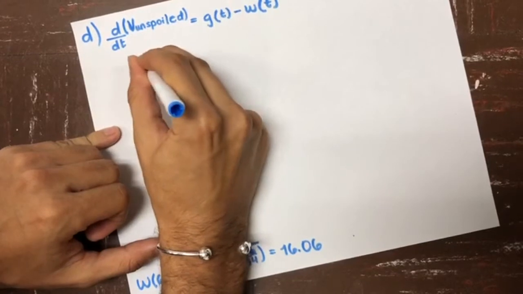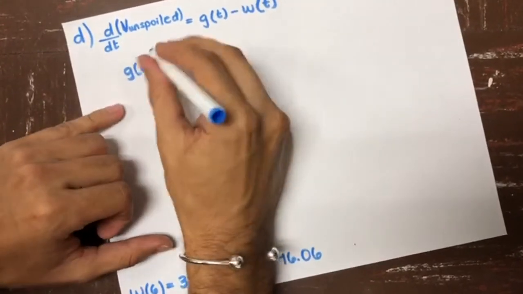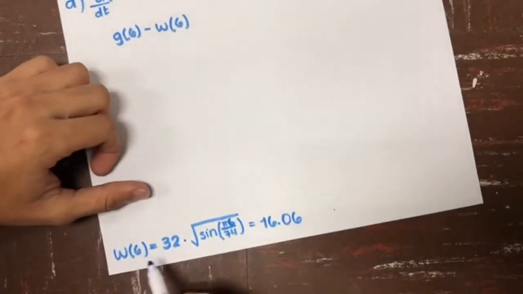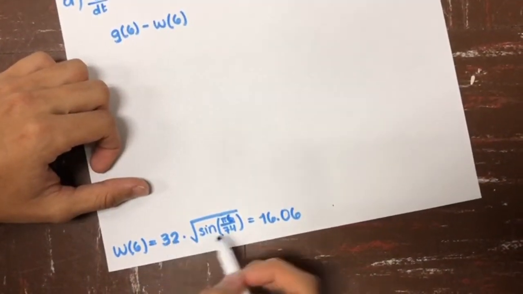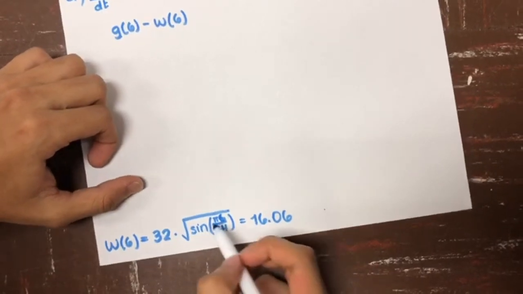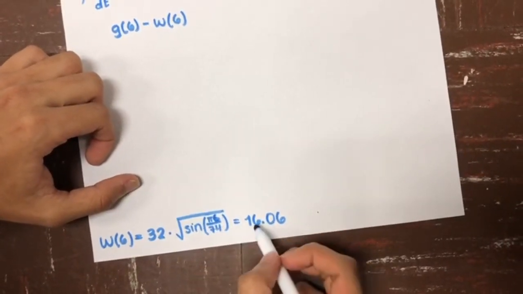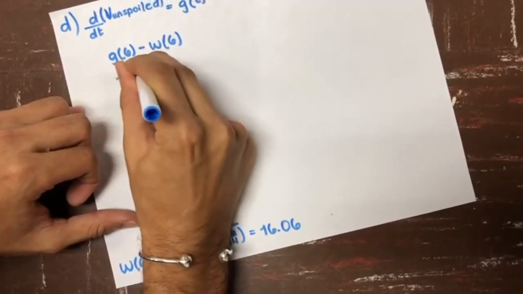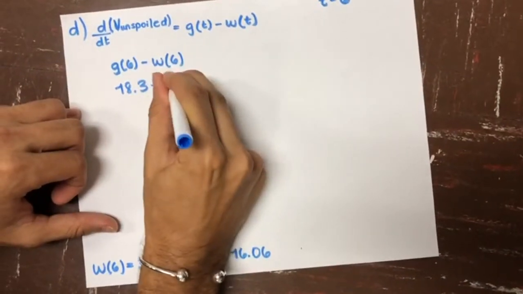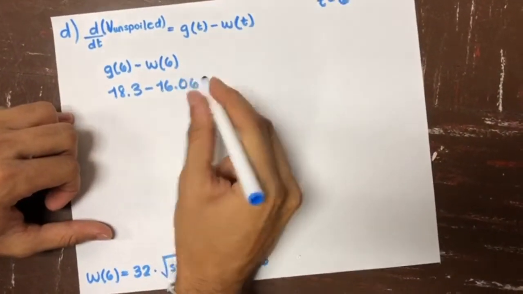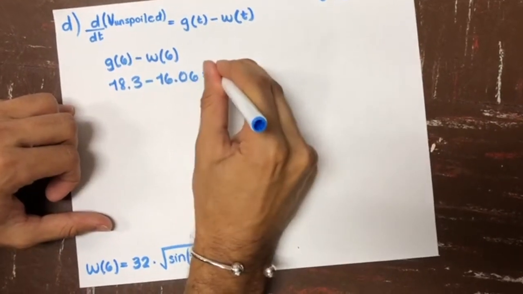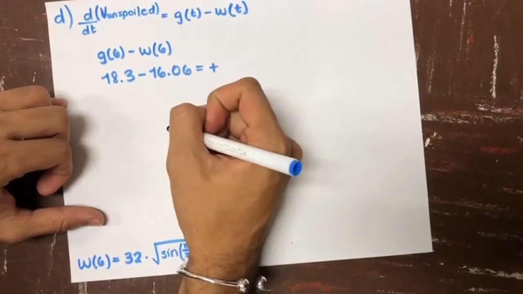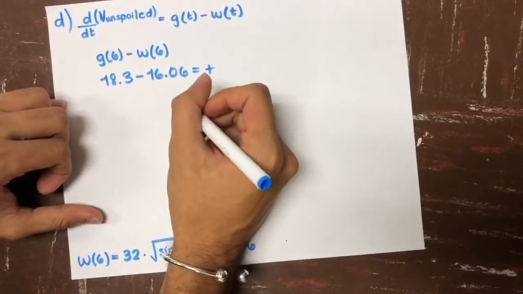G of 6, which is given in the table at the beginning of the problem, minus W of 6, which we plug in as 32 times square root of sine of 6 pi over 74, which is equal to 16.06. And we just replace: 18.3 minus 16.06. This result will give a positive number, which means that the amount of unspoiled grain in the silo is increasing at time t equals 6.